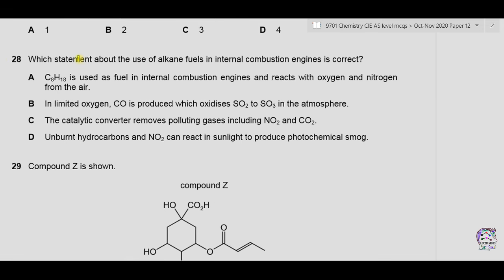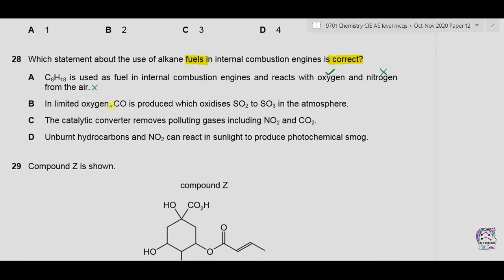Question 28. Which statement about the use of alkane fuels in internal combustion engines is correct? A. C8H18 is used as fuel in internal combustion engines and reacts with oxygen and nitrogen from the air. Now C8H18, if in straight chain, is octane, and octane is a liquid that can be used as a fuel. It does react with oxygen but does not react with nitrogen in the internal combustion engines. So therefore A is incorrect.